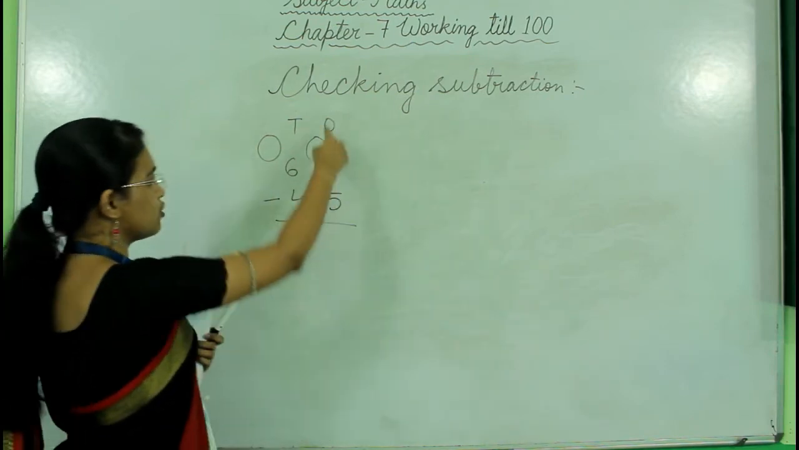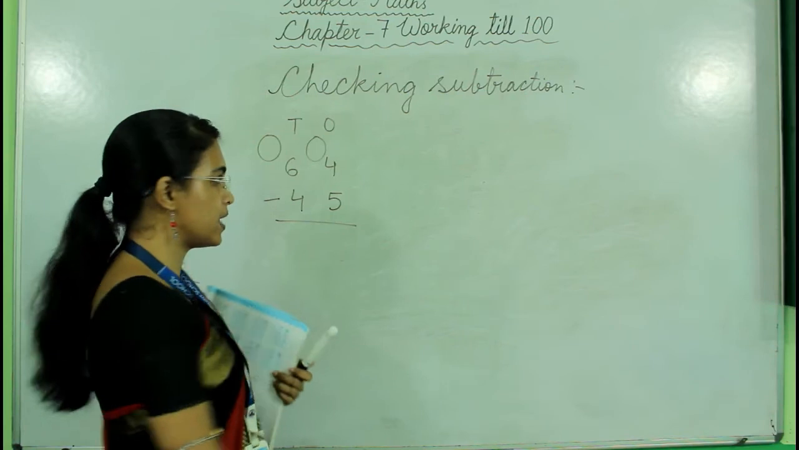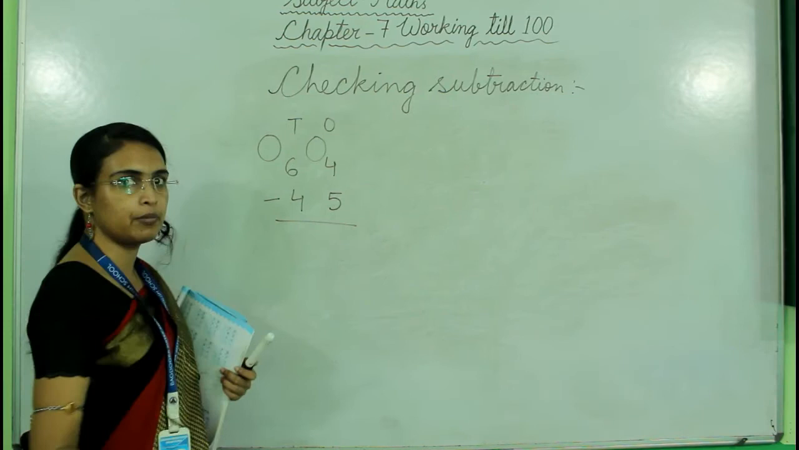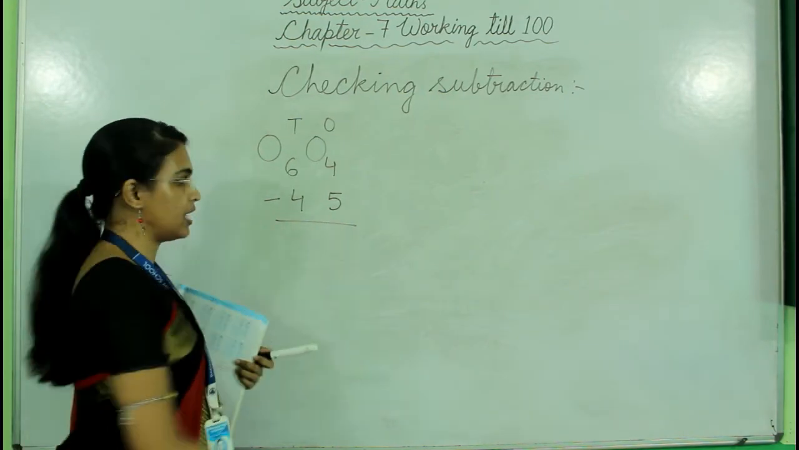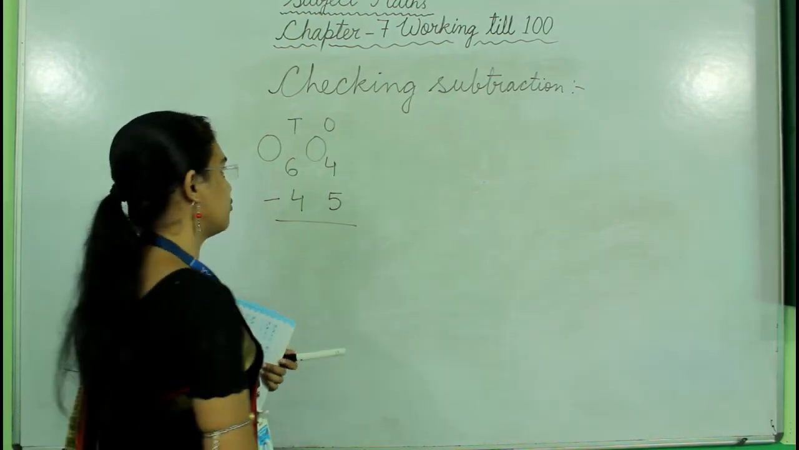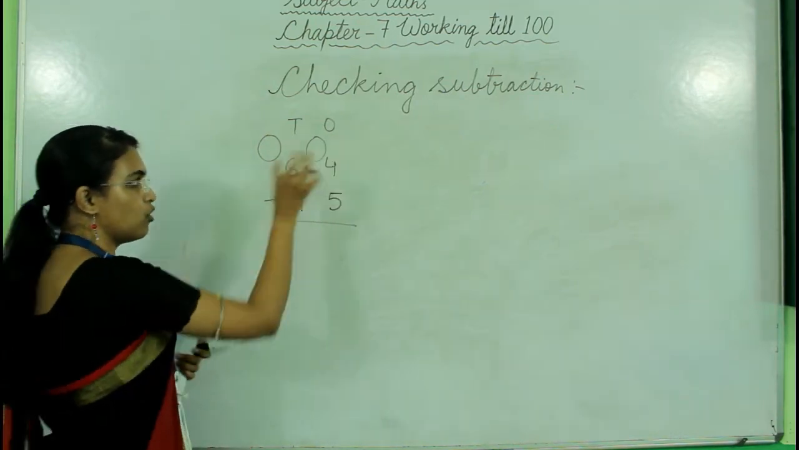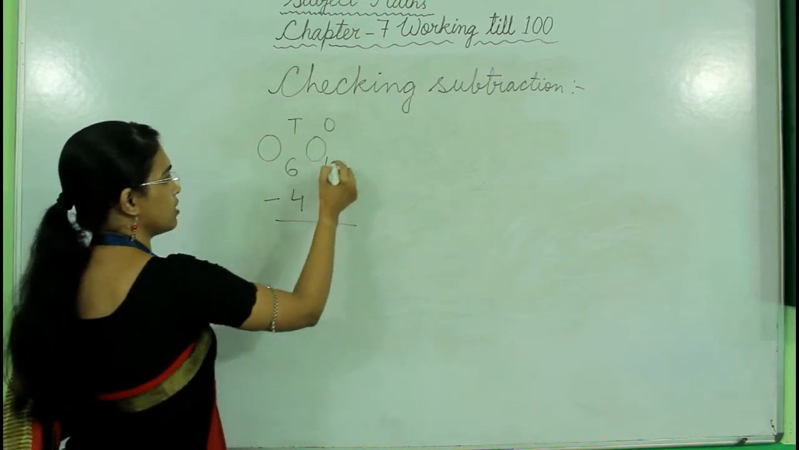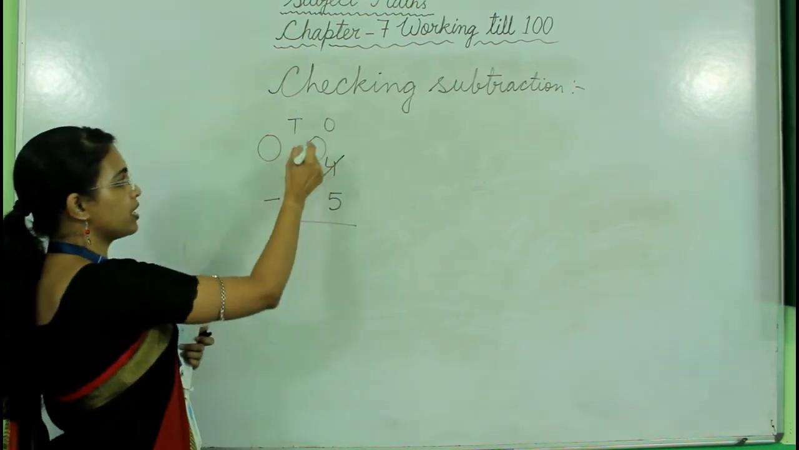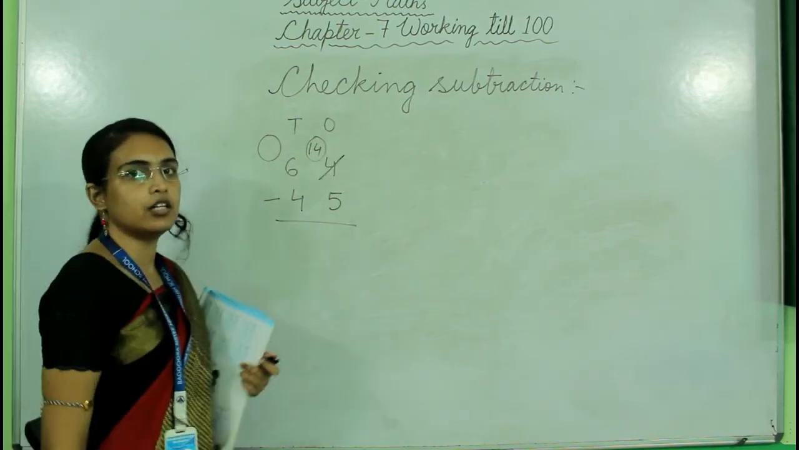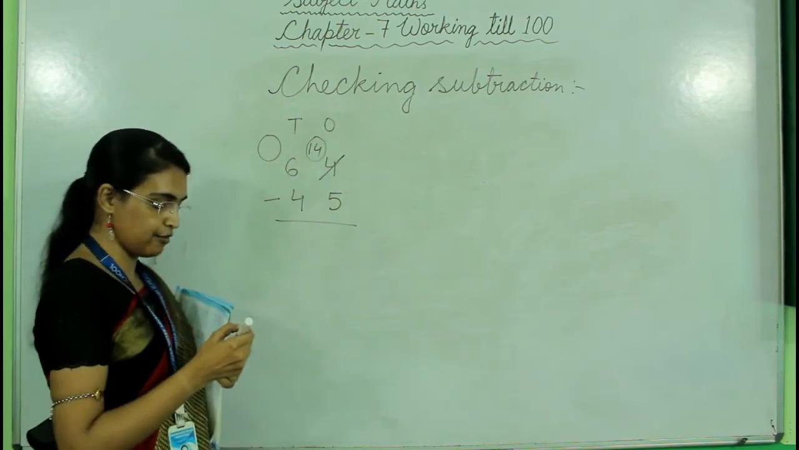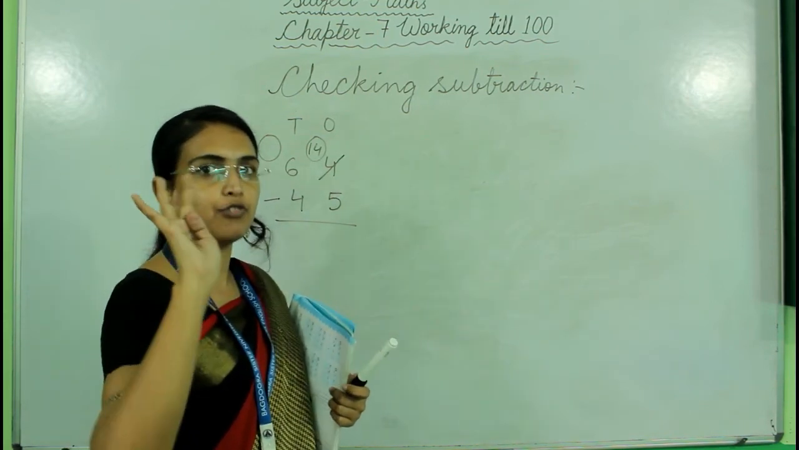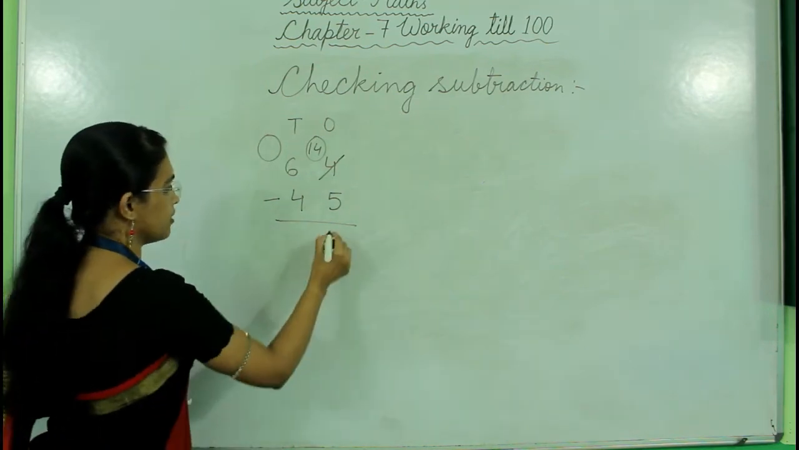First we have to check the ones place. In the ones place we have 2 digits. One is 4, another one is 5. Which one is the bigger number? 5 is the bigger number and it is written at the bottom. So to make this 4 bigger, what do we have to do? We have to carry 1. When you take carry 1, 4 becomes 14. Now from 14 you have to subtract 5. After 5: 6, 7, 8, 9, 10, 11, 12, 13, 14. So the answer is 9.